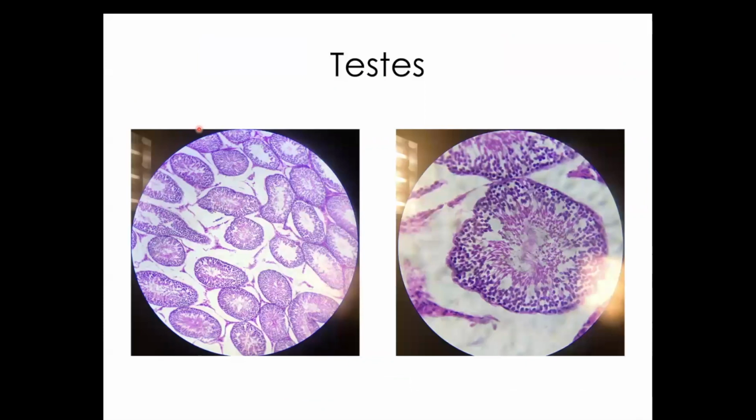And then lastly, we have the testes. The main characteristics here are that the white lumen in the middle is surrounded by a layer of purple spermatogonia and spermatocytes that will later develop into mature sperm cells.